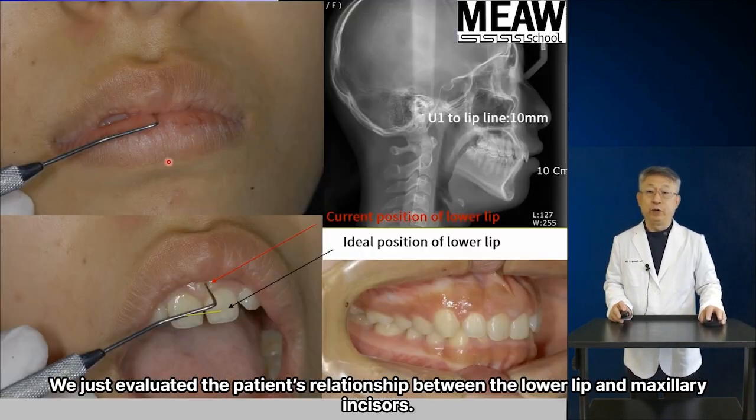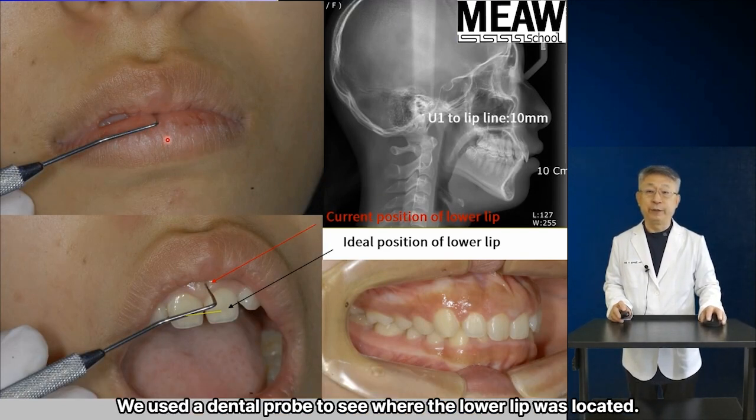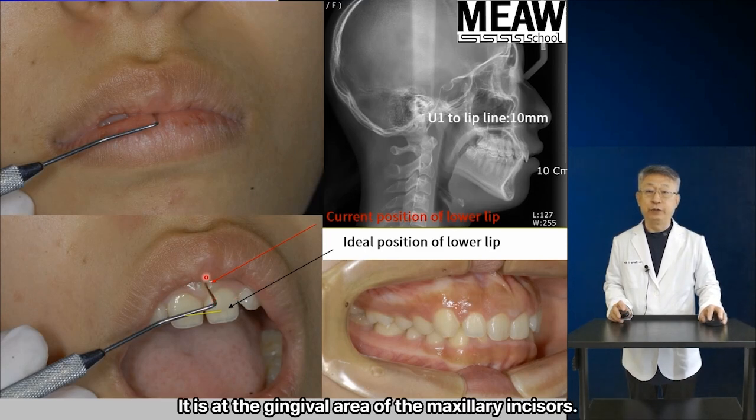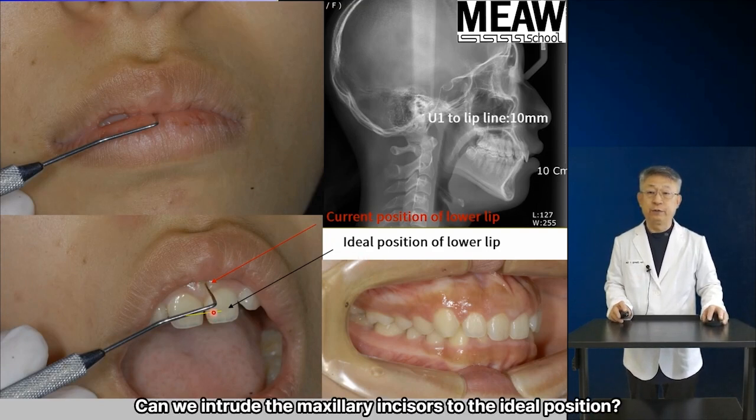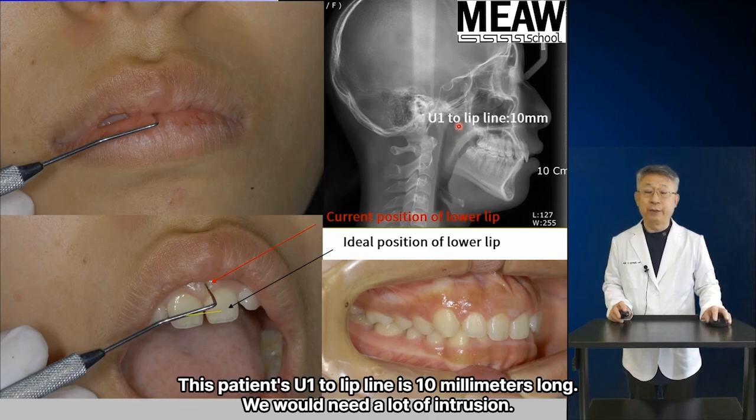We just evaluated the patient's relationship between the lower lip and maxillary incisors. We used a dental probe to see where the lower lip was located. It is at the gingival area of the maxillary incisors. The ideal lower lip position is at the incisal third. Can we intrude the maxillary incisors to the ideal position? This patient's U1 to lip line is 10 millimeters long. We would need a lot of intrusion.